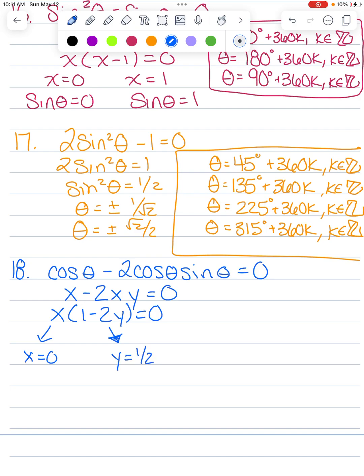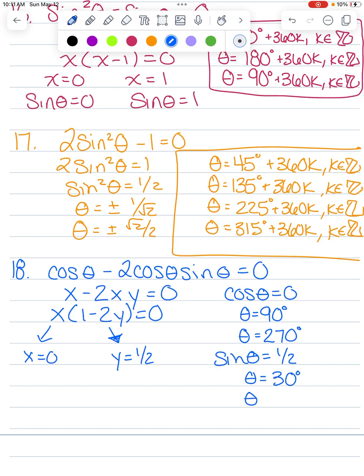Now, x took the place of cosine. Cosine is 0 at 90 degrees and 270 degrees. Sine of theta is equal to 1/2. Sine is 1/2 at 30 degrees and 150 degrees.